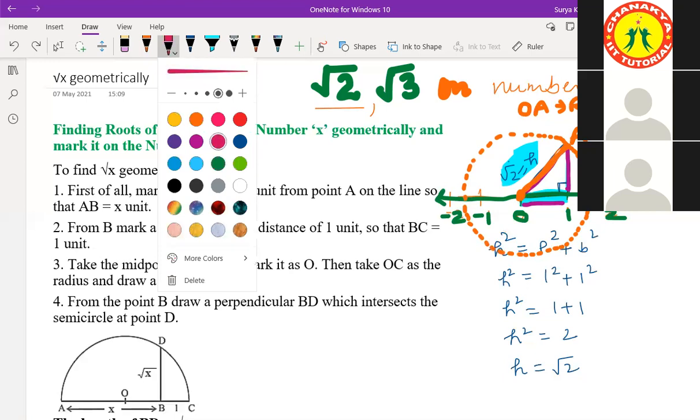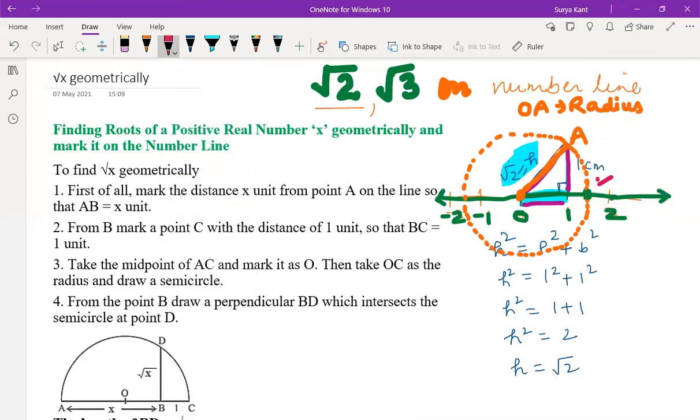This point is nothing but root of 2, the distance from the center. So if you see the distance from here to here, this is the value of root of 2. Is it clear to everyone or not? Anyone having doubt in this? No one is having doubt.